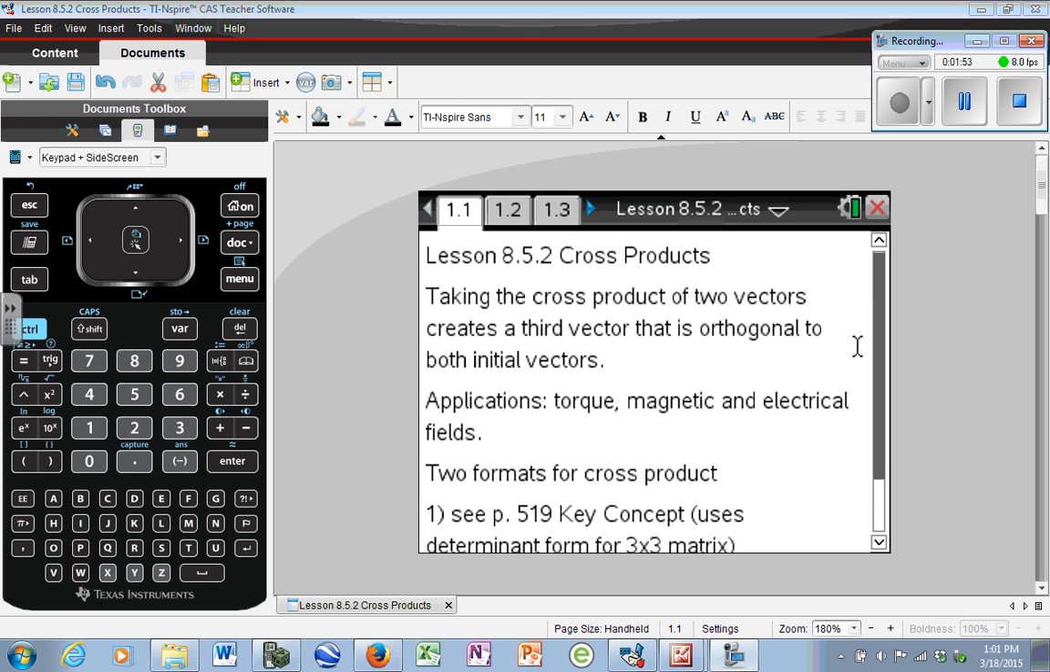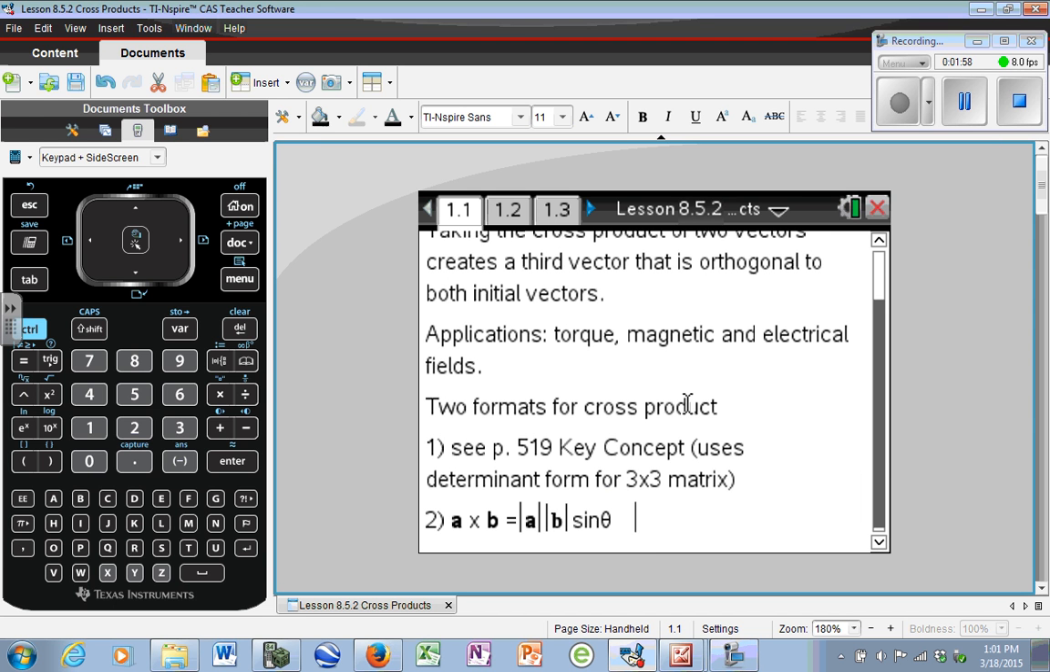Anyway, the book only gives us one of the ways to do it. Okay, I'm going to show you the other one that I think is intuitive, and you'll see the connection between it and the dot product. And the first one is, if you look at page 519 in the key concepts, it uses a determinant form for a 3x3 matrix to show you how the cross product is carried out. Now, that is kind of cumbersome, or it's not as intuitive. Like, why in the world am I using a 3x3 matrix for this?